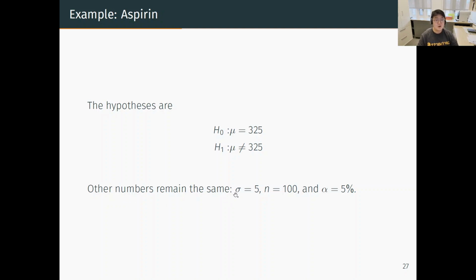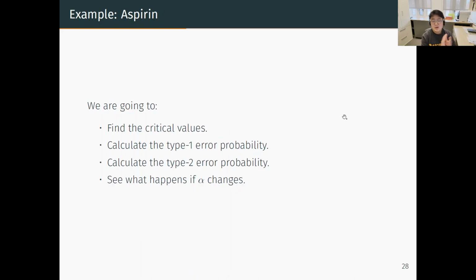Okay, and other numbers do not change. We will assume that our scale is still standard deviation of 5, like a measurement error is 5, and the sample size is 100, and the significance level is 5%. So those numbers do not change, but I change the null hypothesis only. And we are going to do these 4 steps. This is what we are going to do in this example.